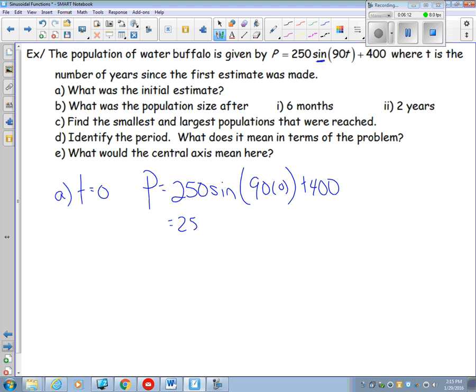And if I want to simplify that, I can, or I can punch it all in my calculator the way it looks. But if I do that, I end up with 400 buffalo, or water buffalo.